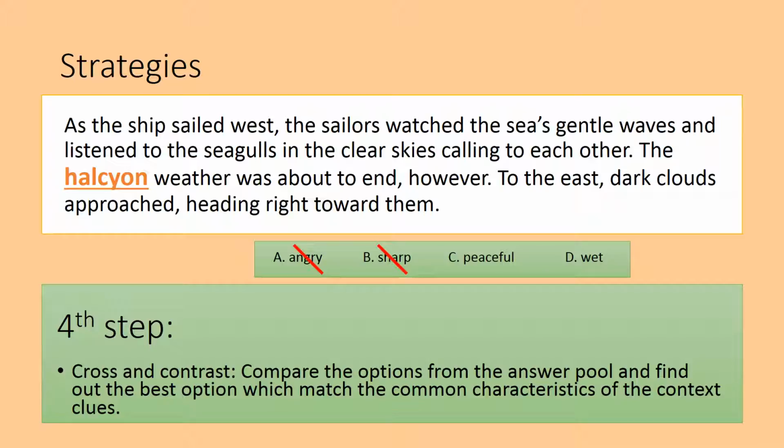But let's look back on what we just did in the third step to see which of these choices is better aligned to describe halcyon. And then we may go ahead and cross out one of these choices to get the correct answer. Cross out D, wet, because it is the least related to our choices from our three context clues. The closest would be C, peaceful, because of the gentle waves and the clear skies. And this is how we get the correct answer choice for this passage.